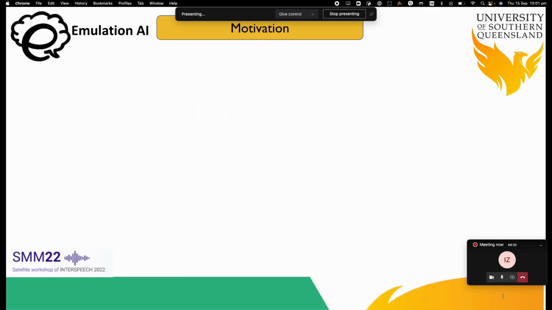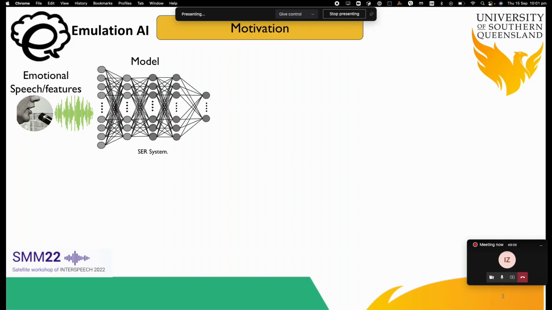So what is the motivation behind utilizing the unlabeled data here? If we see a typical speech emotion recognition system, it consists of three main components. First one is the emotional speech or features. You can use raw speech or emotional features, maybe from some OpenSmile eGeMAPS, some MFCCs or something. And then you pass these features to a deep learning model. That deep learning model, or any machine learning model you can use, predicts the emotions.